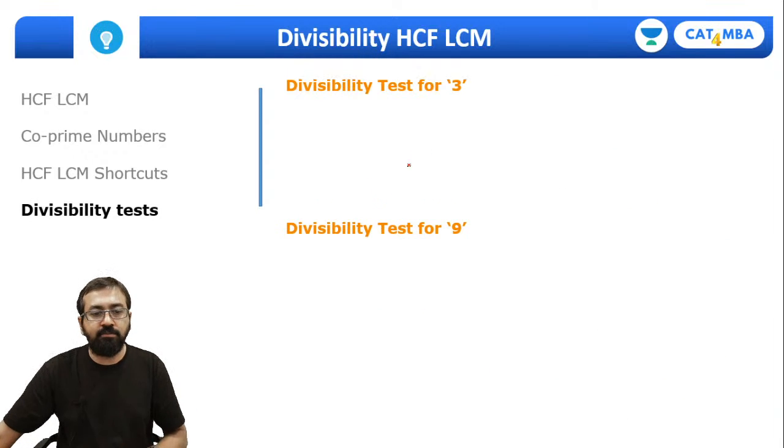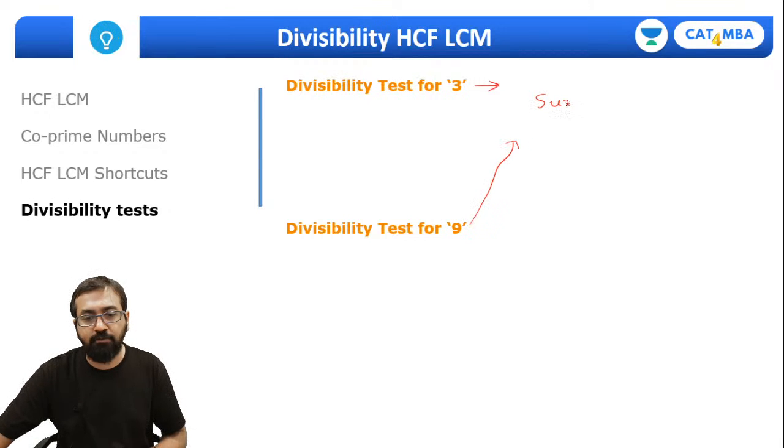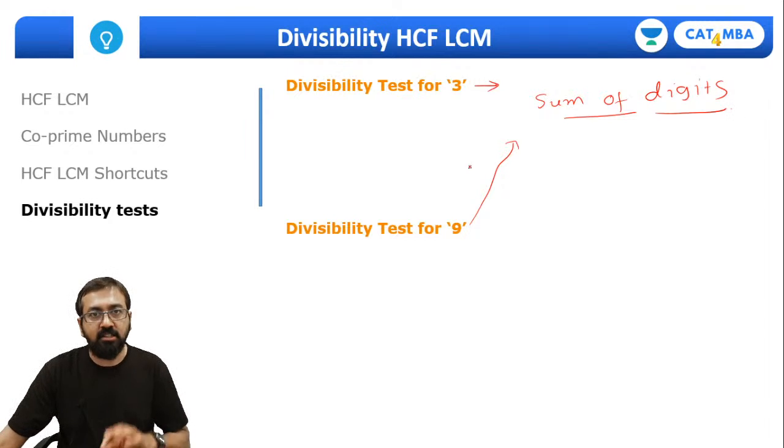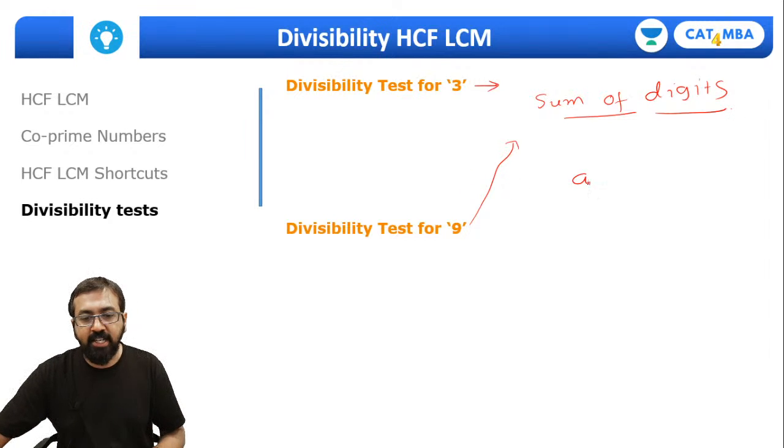Same way, the divisibility tests for 3 and 9 are the same. You check the sum of digits. Now, why do we check the sum of the digits? The logic is this one. If I take numbers, say A, B, C. In the second session of number system, I had mentioned that this is a 3-digit number. So what's the value of this number? It's 100A plus 10B plus C.